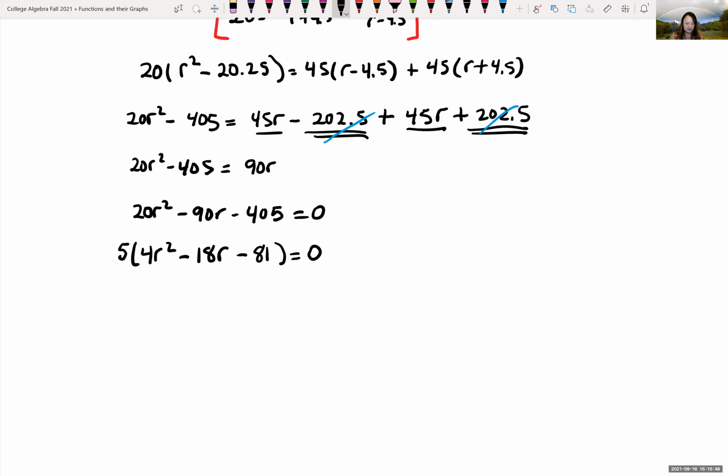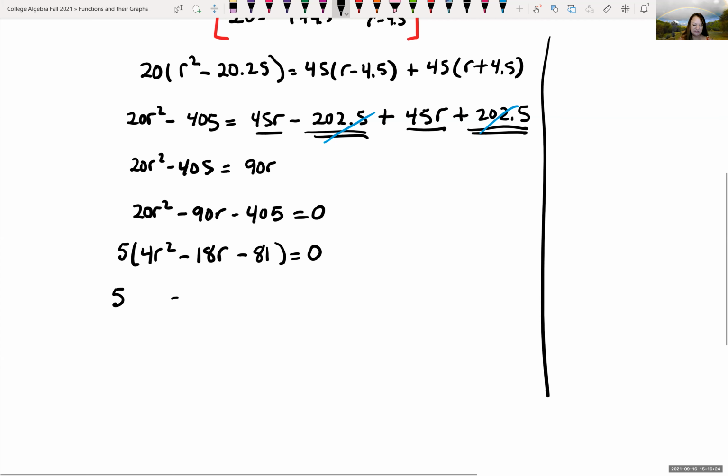This looks like it might be a difference of squares. So I think that this might factor, and I can either use the quadratic formula, I can use my AC method, I can do trial and error, and I'm just going to do trial and error real quick. I think that's the same thing as 2r. Maybe. Nope, it's not. Okay, I'm going to use the quadratic formula.